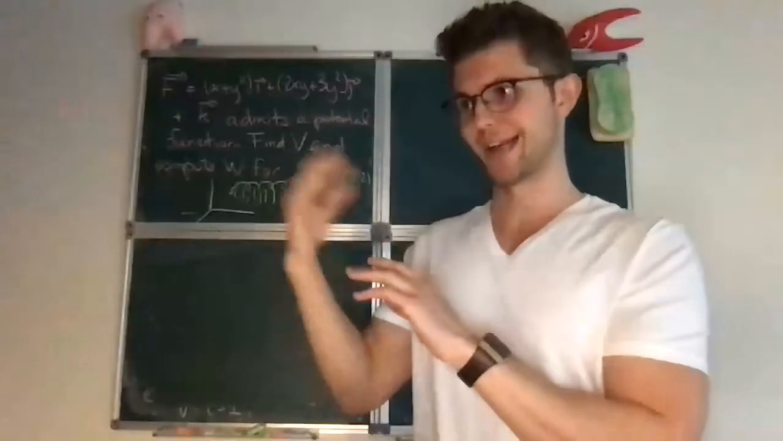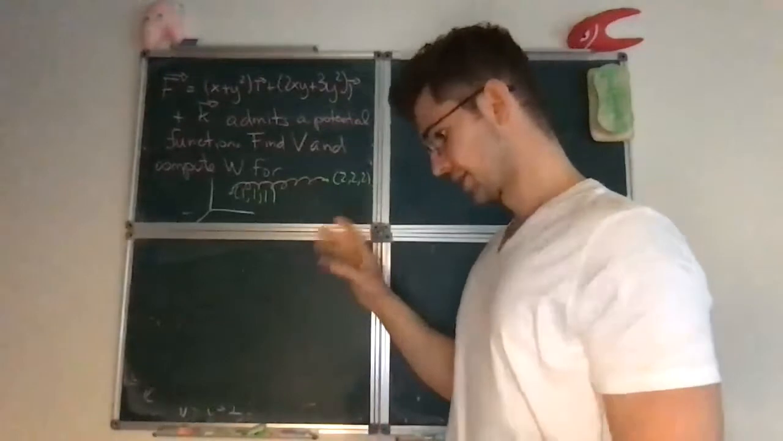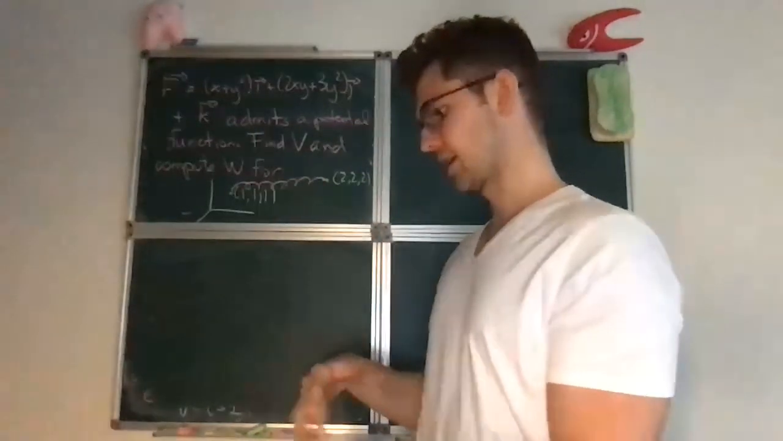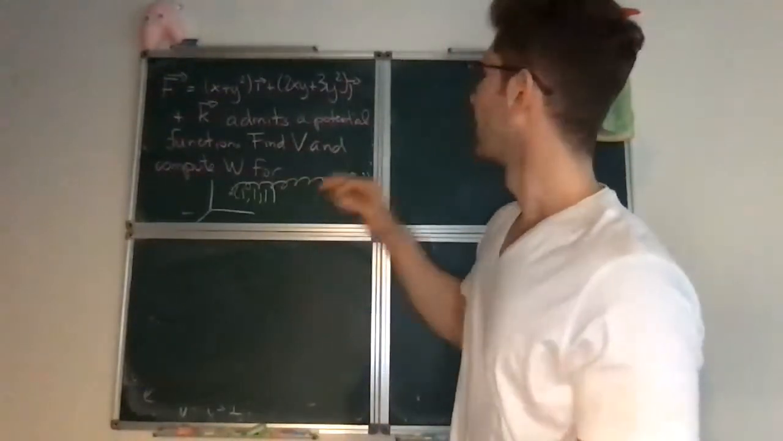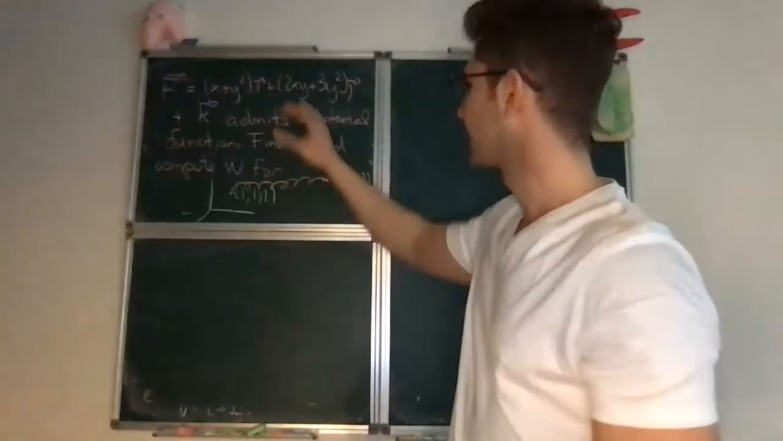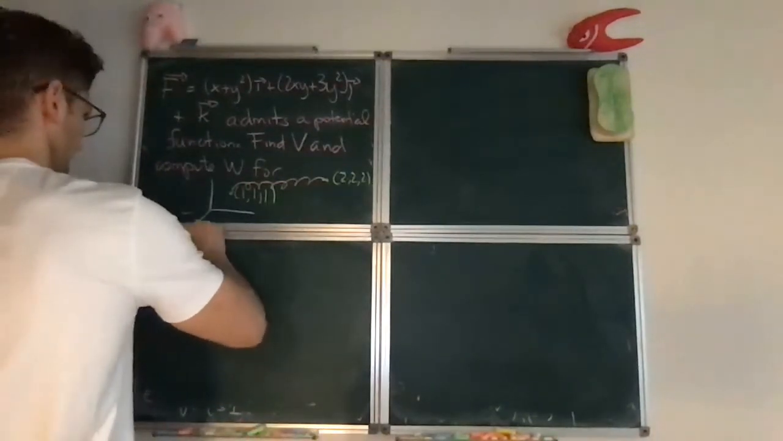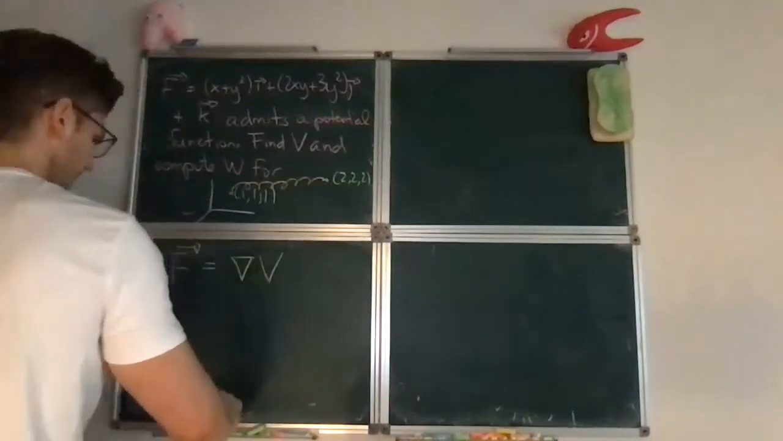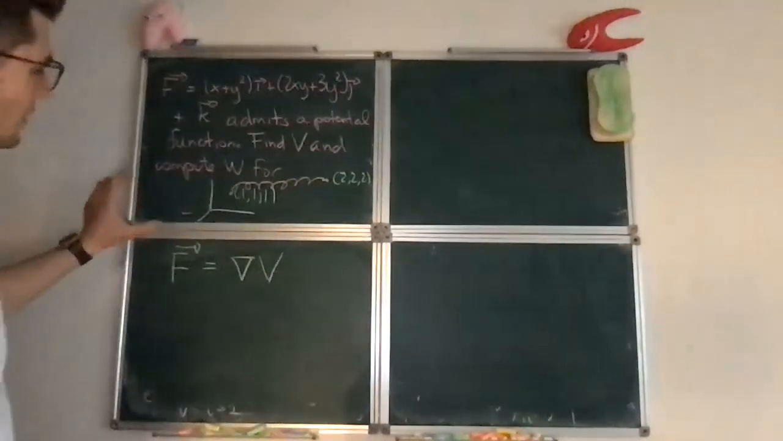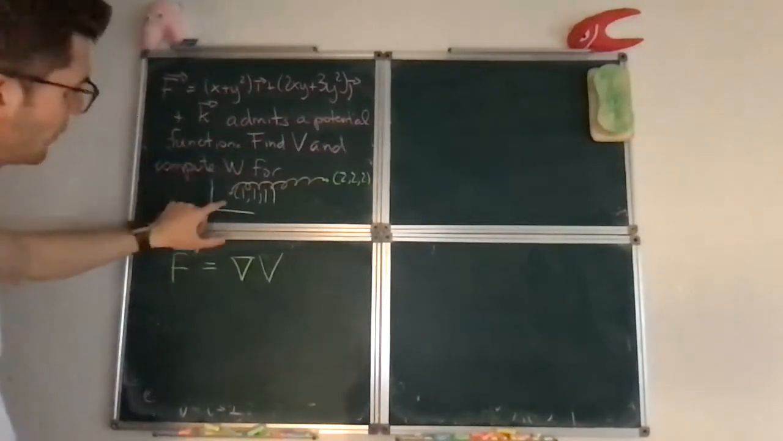How can you determine ahead of time whether or not a vector field has a potential function? That will require discussing a bit more tools, namely Stokes' theorem and Green's theorem. But for now, it's just a fact that this vector field admits a potential function. Remember that means in practice that you can write F as a gradient of some scalar field, which we call V. And the point of finding V is that once you know V, the work will be very easy to compute.